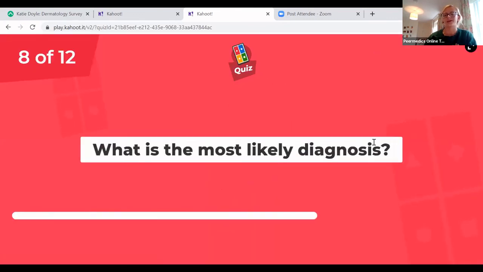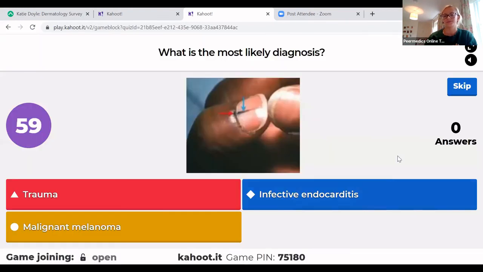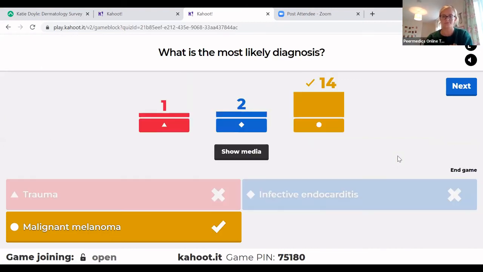Okay, so what's the most likely diagnosis? This is one of the signs that we were talking about earlier. Yeah, well done. So trauma is really common. Infective endocarditis, not that common. If you see that in a nail, it is probably more commonly trauma, but it's that Hutchinson sign. So it's starting really proximal on the nail, starting in the nail bed, more likely to be malignant.